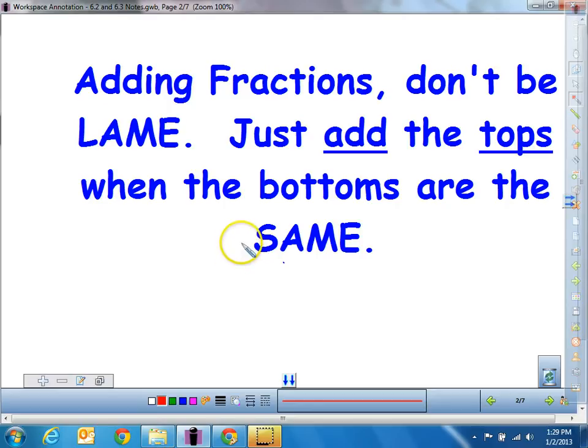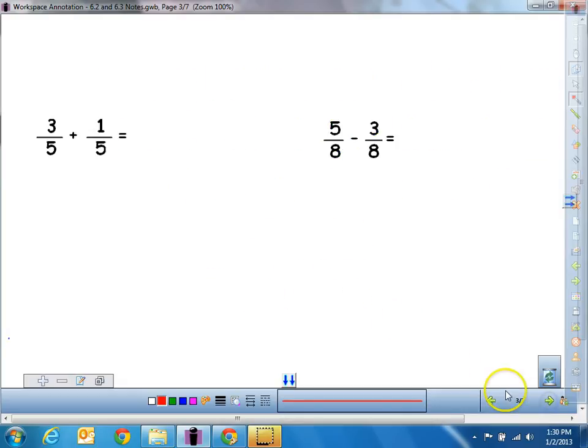So essentially we're talking about once we have a common denominator, when the bottoms are the same, then all we need to do is worry about the tops. We just add or subtract the top numbers depending on what they are. So this is something I want you to make sure you write down in your notes. Write this little saying down, and I want you to say it to yourself a couple times so that you know it. When I ask you in class tomorrow what was that little phrase, I want you to be able to say, adding fractions, don't be lame, just add the tops when the bottoms are the same. Perfect.